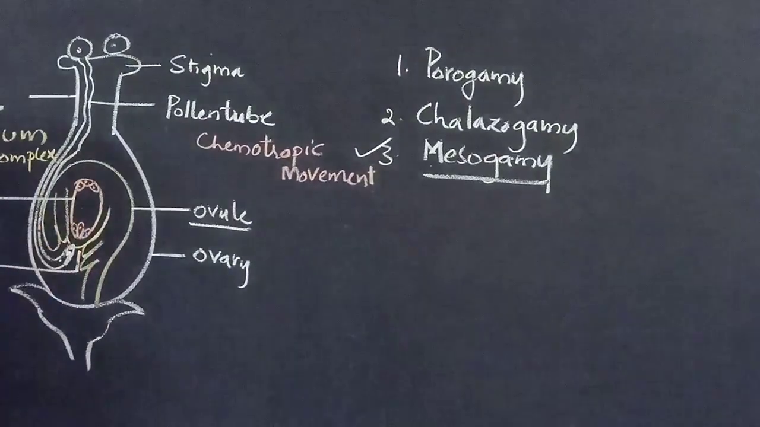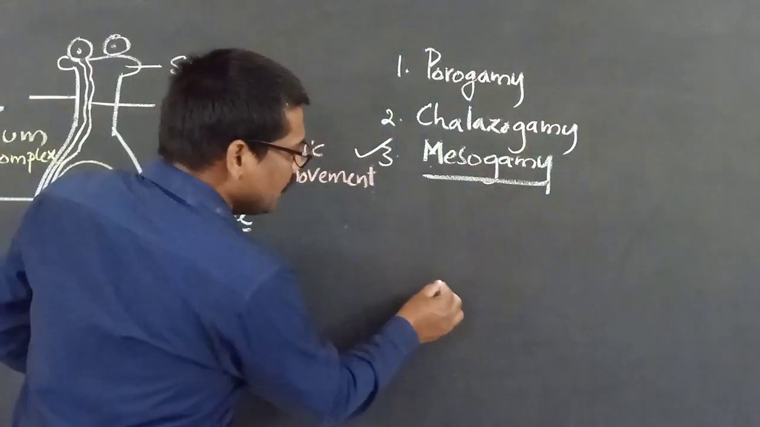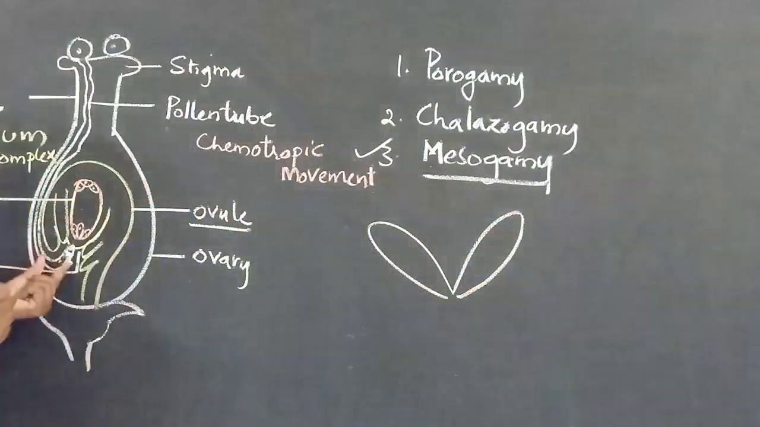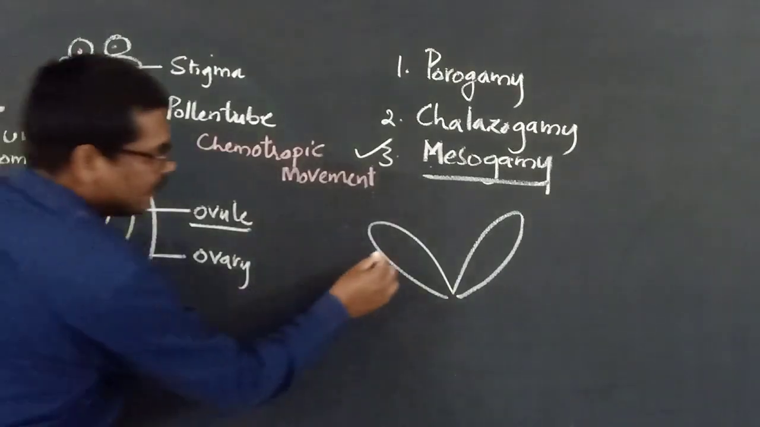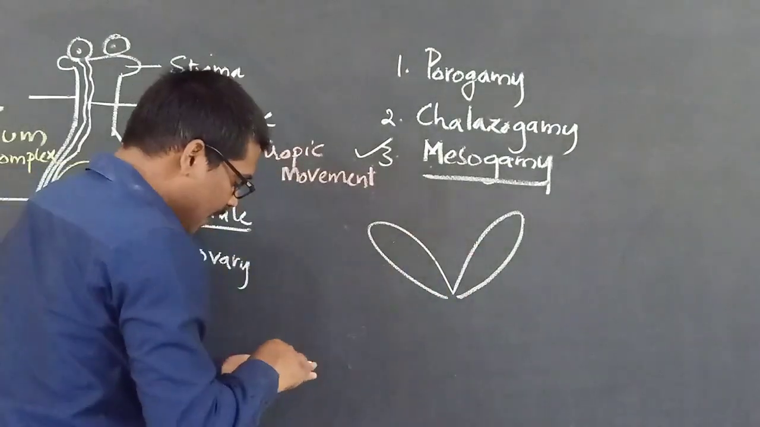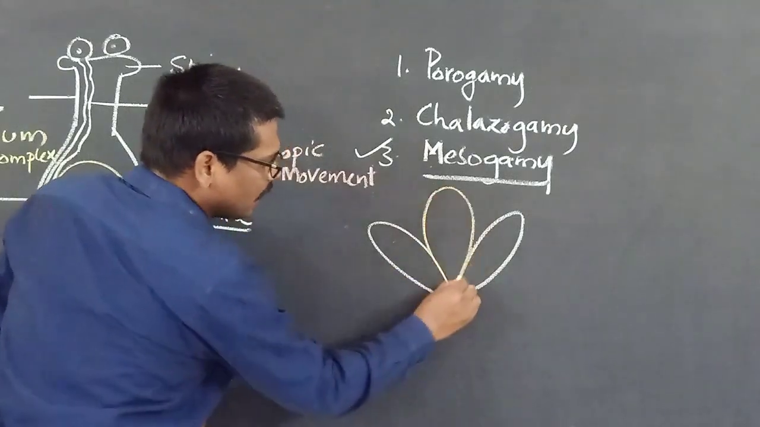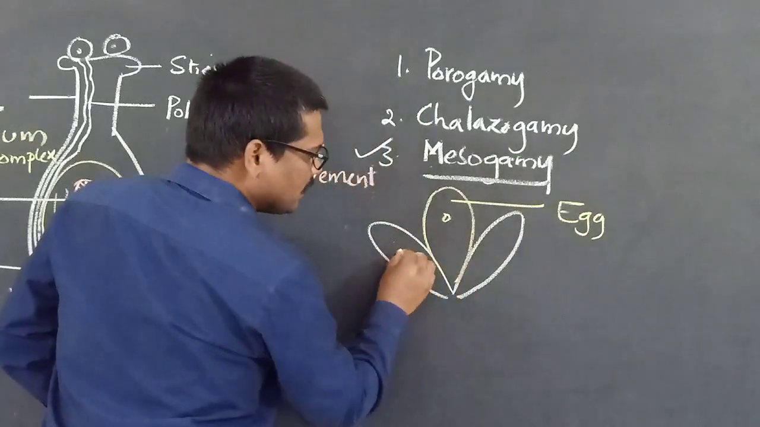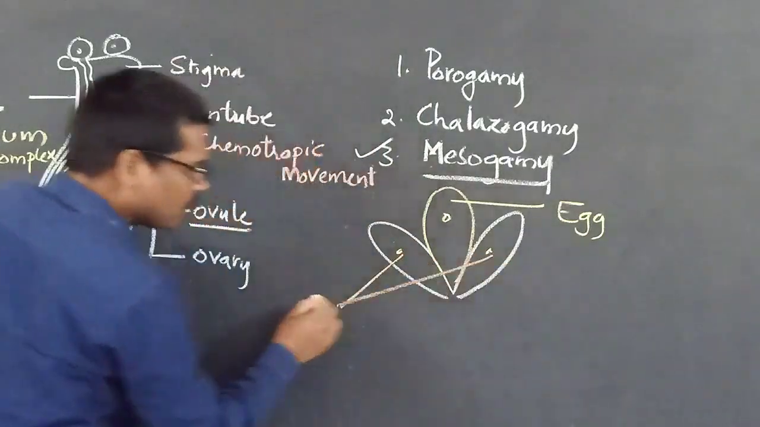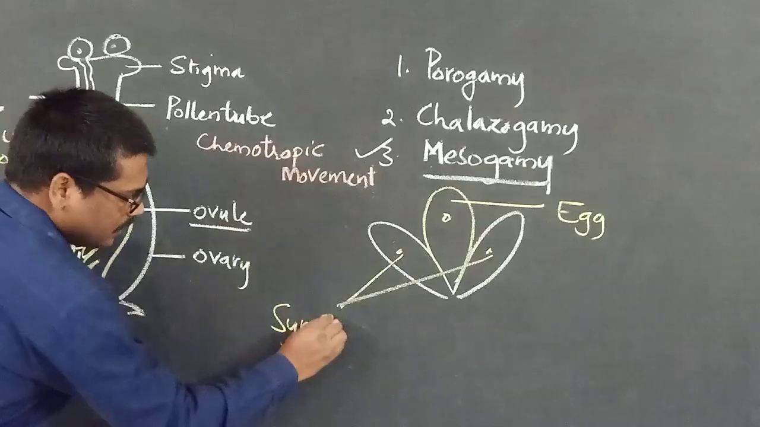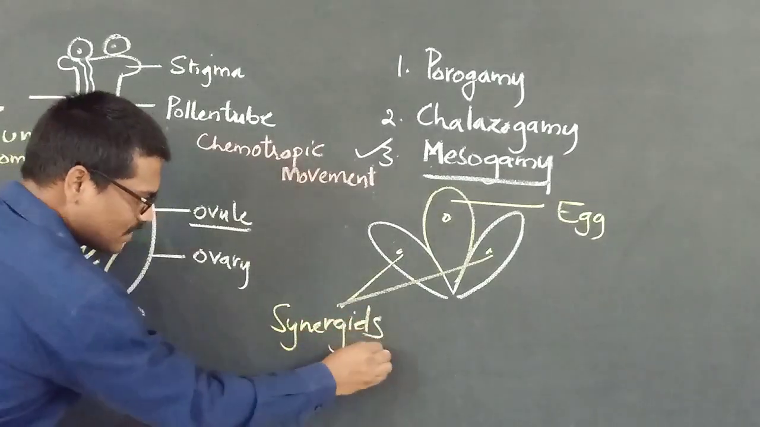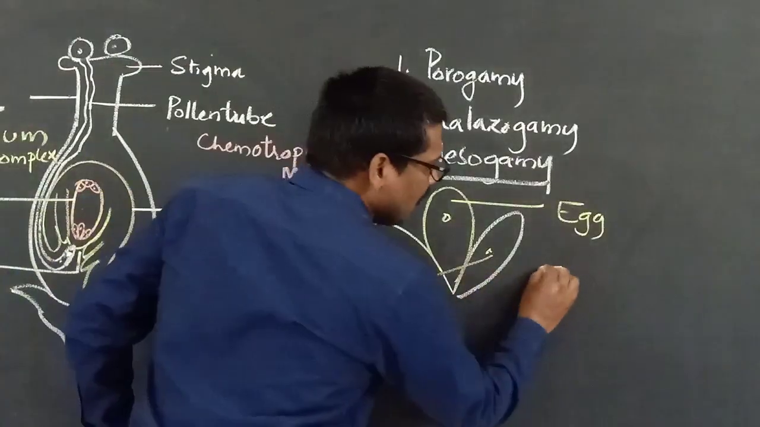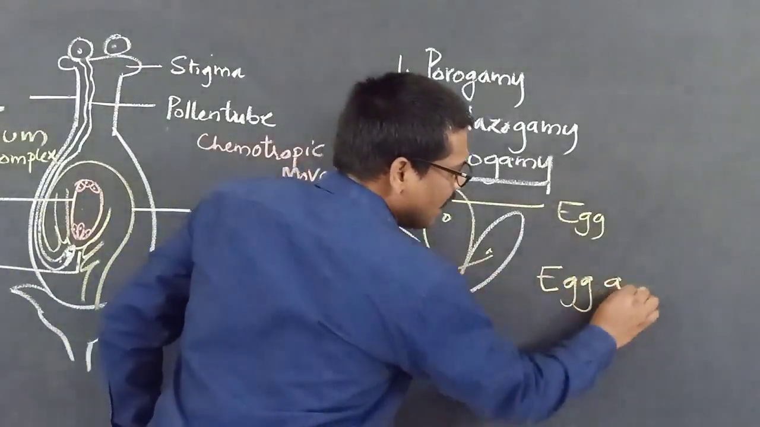So what is present here? We already discussed that if we take the cells present at the micropyle region, the opening of the ovule, there are two cells on either side, and at the center there is one cell called the egg. These two cells are called synergids. Two synergids plus one egg together we call the egg apparatus.